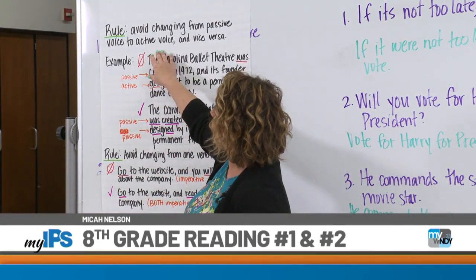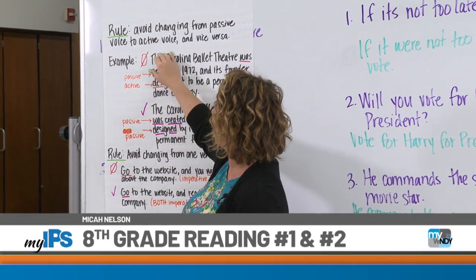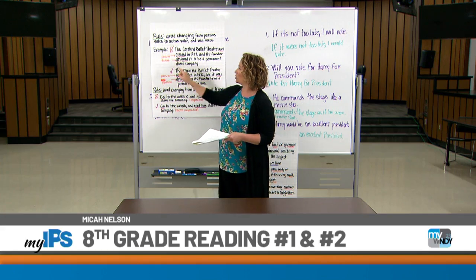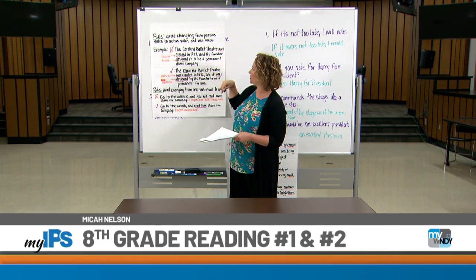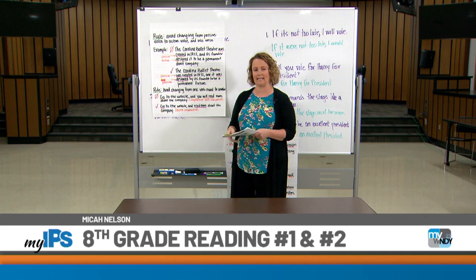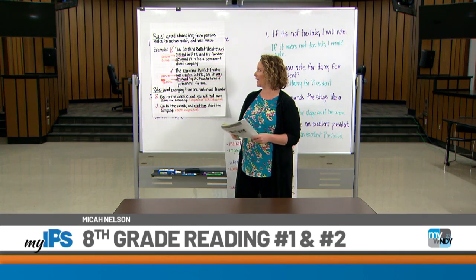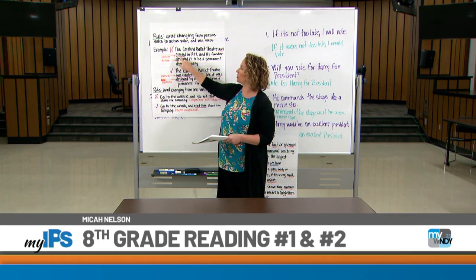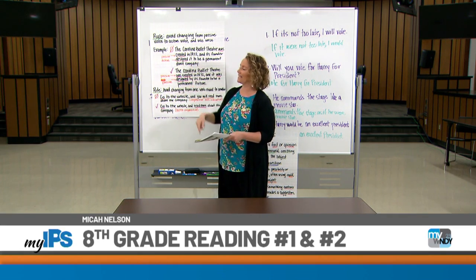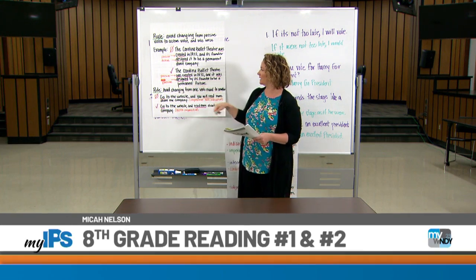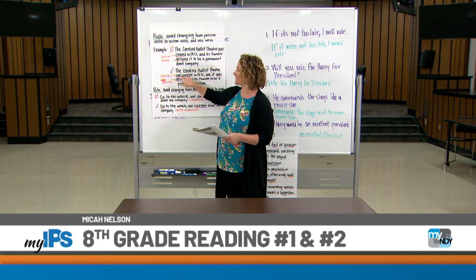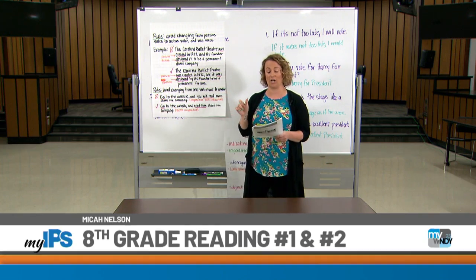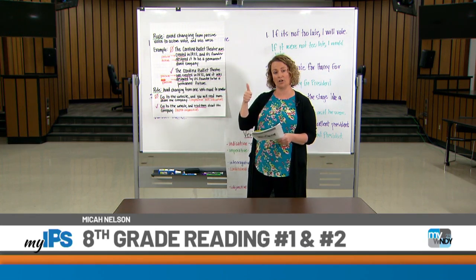For instance, one rule is avoid changing from a passive voice to an active voice and vice versa. A bad example would be the Carolina Ballet Theater was created in 1972 and its founder designed it to be a permanent dance company. That's the example in your packet. But we don't want to write a sentence like this because you're using a passive verb here and an active verb there. So instead, you should write the Carolina Ballet Theater was created in 1972 and it was designed by its founder to be a permanent fixture. In this case, both verb phrases agree. They're both passive. So that's a good example.